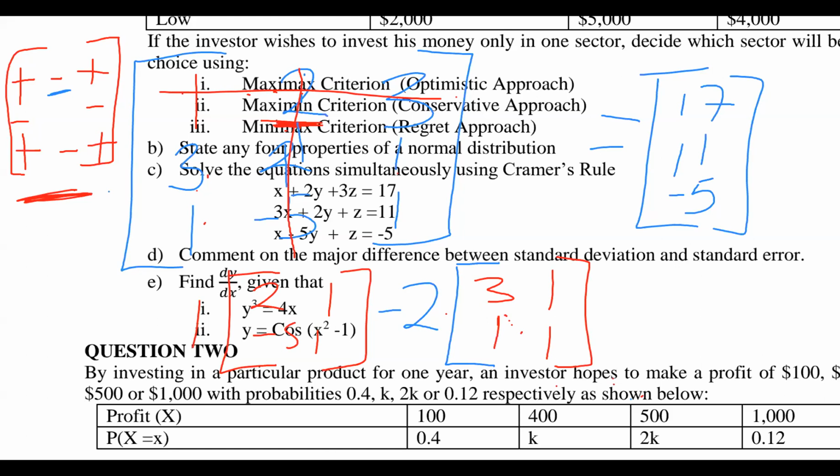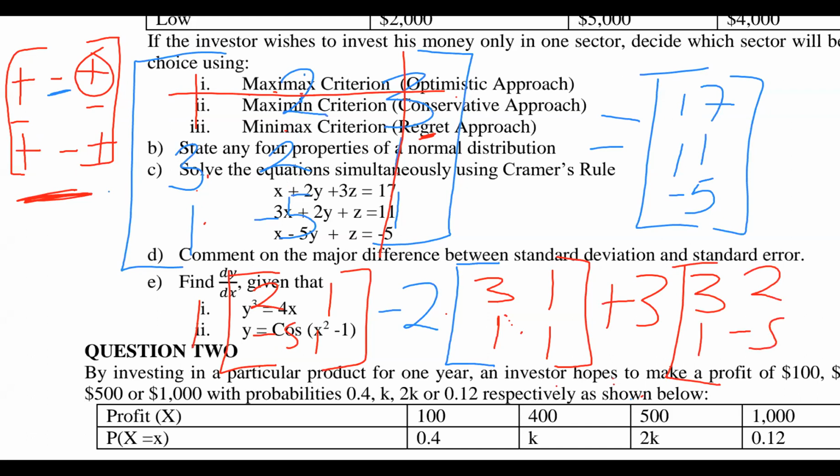Then we go to the third one. After doing these deletions, the third one is 3, and its sign here is positive. Follow nicely. Positive times this positive here is positive. So you write positive 3. Then you delete the row and the column, and you remain with 3, 2, 1, -5, and you close like that. Is that clear?